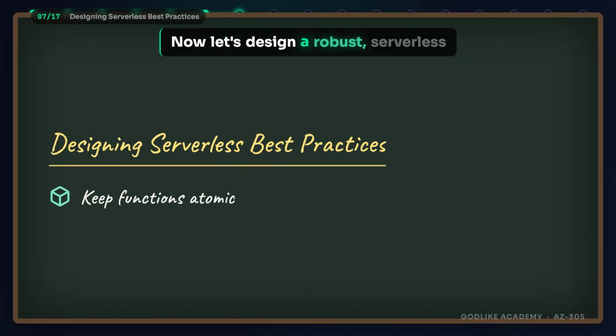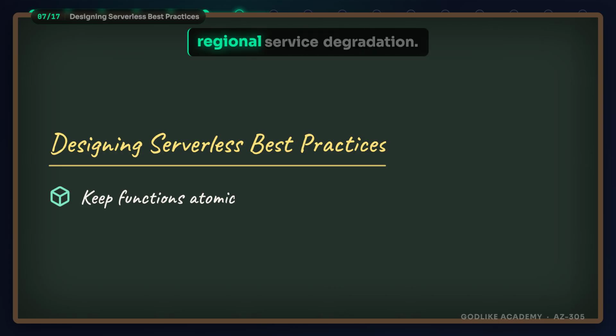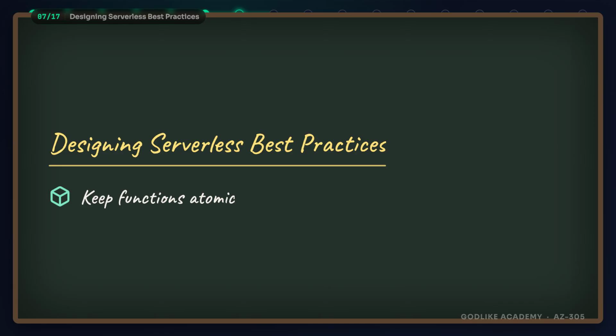Now let's design a robust serverless solution for production environments. We will follow 3 key best practices to ensure your functions are fully production-ready and exam-compliant. You must configure proper retry policies and set realistic timeout values around 60 seconds. Ignoring these settings frequently causes data loss during unexpected network interruptions or regional service degradation.